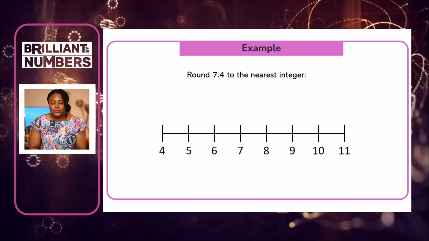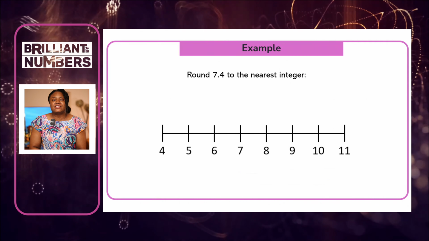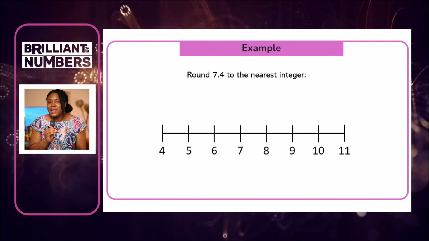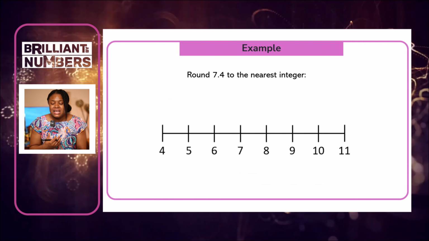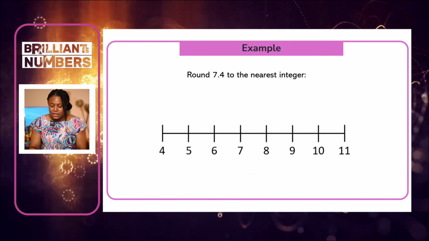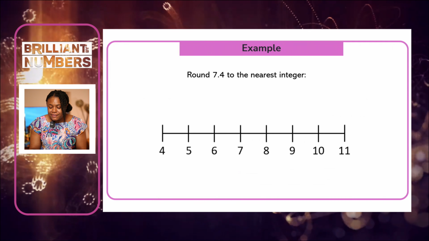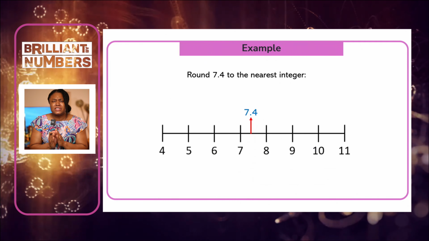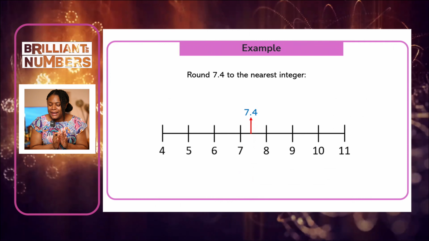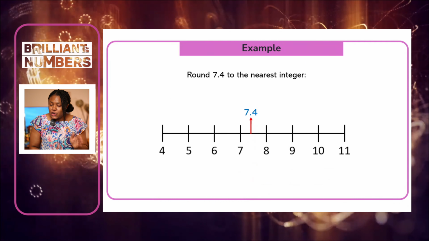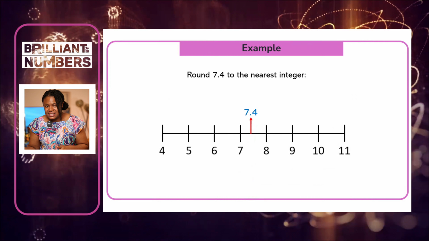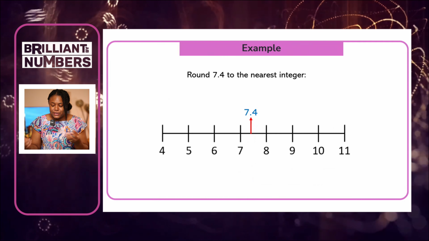I'm asked to round 7.4. So first of all, I'm going to identify where on the number line 7.4 would be. I know halfway between 7 and 8 is 7.5. Therefore, 7.4 is just 0.1 away. Therefore, it is closer to 7 than it is to 8. So I could reason it that way as well.